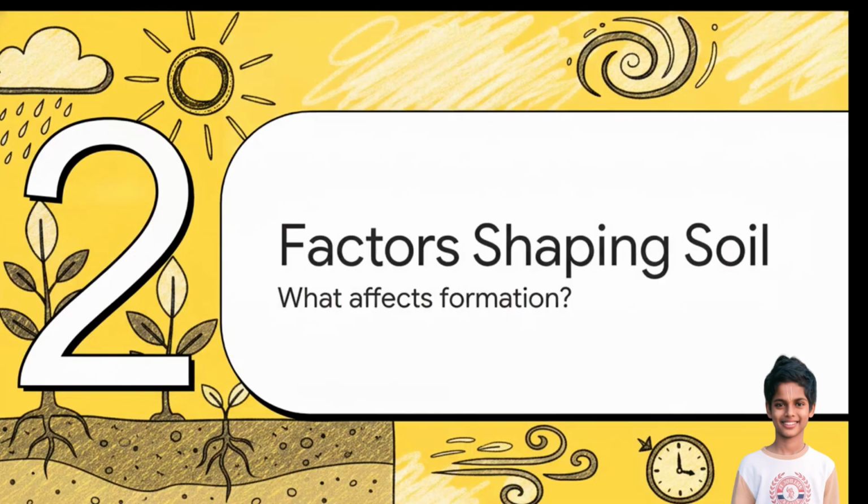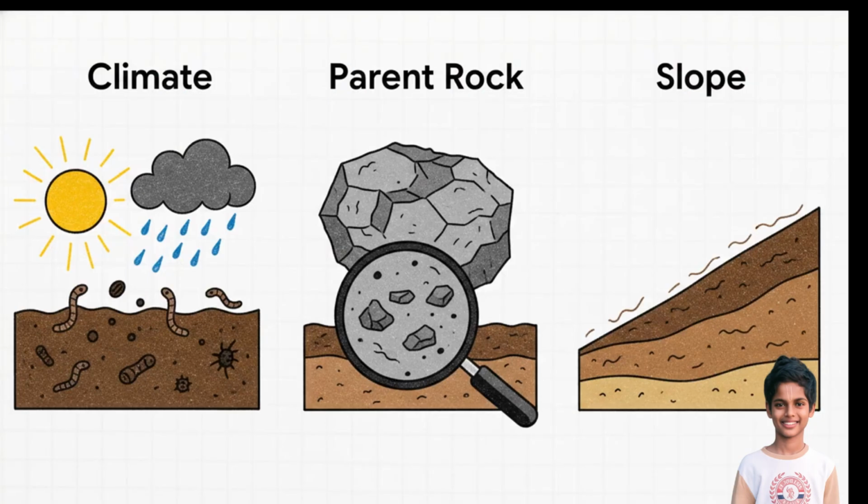Makes sense, right? Moving on to part 2, factors shaping soil. We know how it forms, but what natural forces actually decide how fast that happens and what the soil looks like? There are 3 major players you need to memorize here. First is climate. Soil formation is fastest in hot, moist climates. Why? Because warm, wet tropics have super high bacterial activity, which means lots of rich humus is being created really fast. Conversely, it's incredibly slow in cold, dry climates or deserts where there's barely any vegetation.